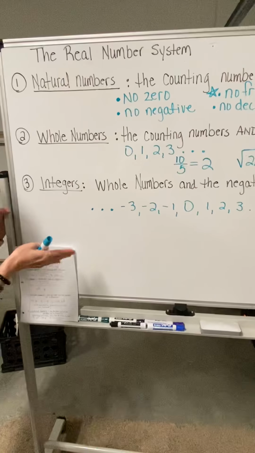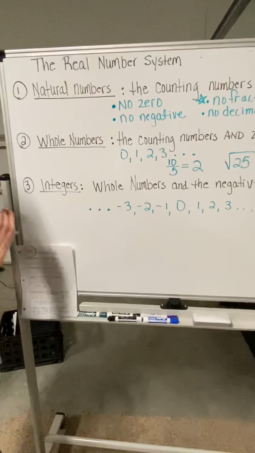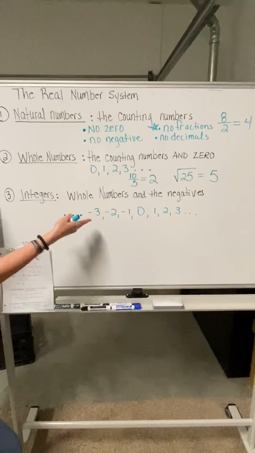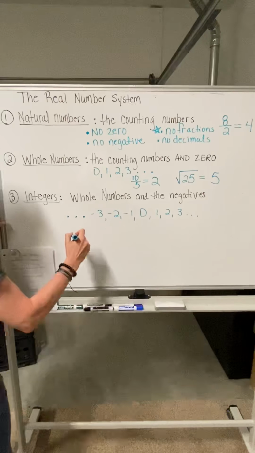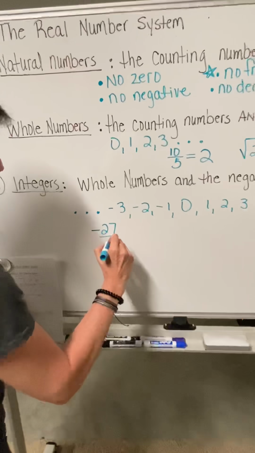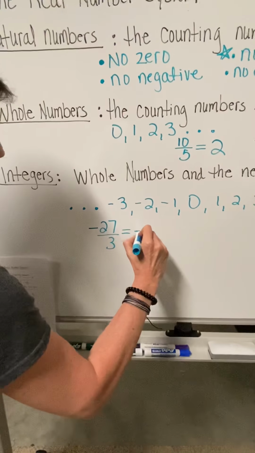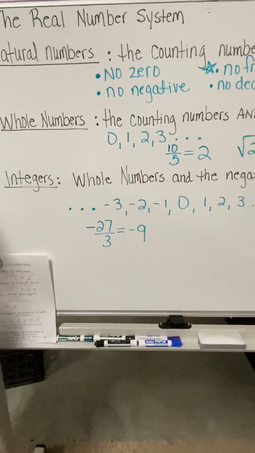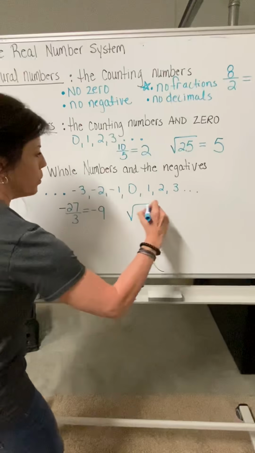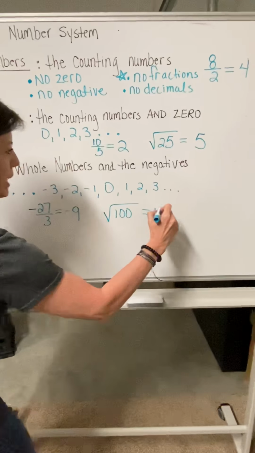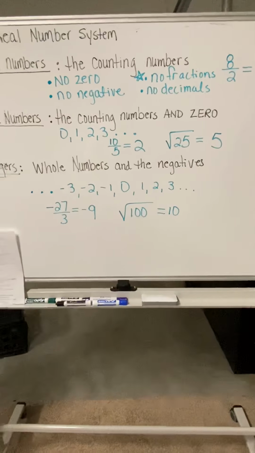You can't have any decimals, and you can't have any fractions unless they simplify to an integer, a whole number, okay? So for example, if I gave you -27/3, that would simplify to -9, and that would fall into that category right there. If I gave you the square root of 100, that would simplify to 10, which would fall into that category right there.